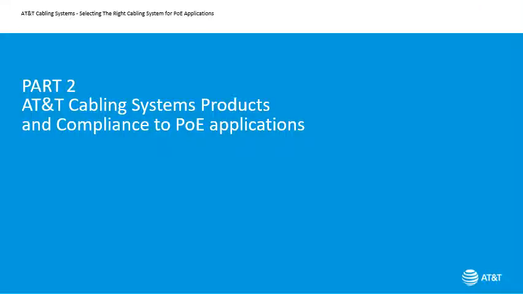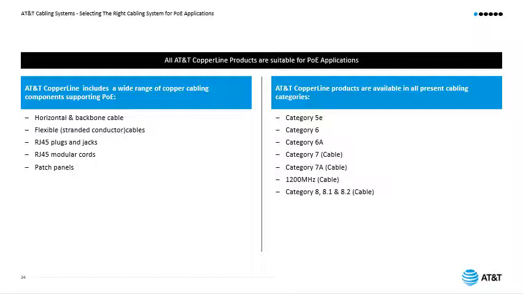In part 2 of this presentation, we are going to talk about AT&T cabling systems, products, and compliance to PoE applications. All AT&T copper line products are suitable for PoE applications. AT&T copper line includes a wide range of copper cabling components supporting PoE. Those are horizontal and backbone cables, flexible or stranded conductor cables, RJ45 plugs and jacks, RJ45 modular cords, and patch panels.